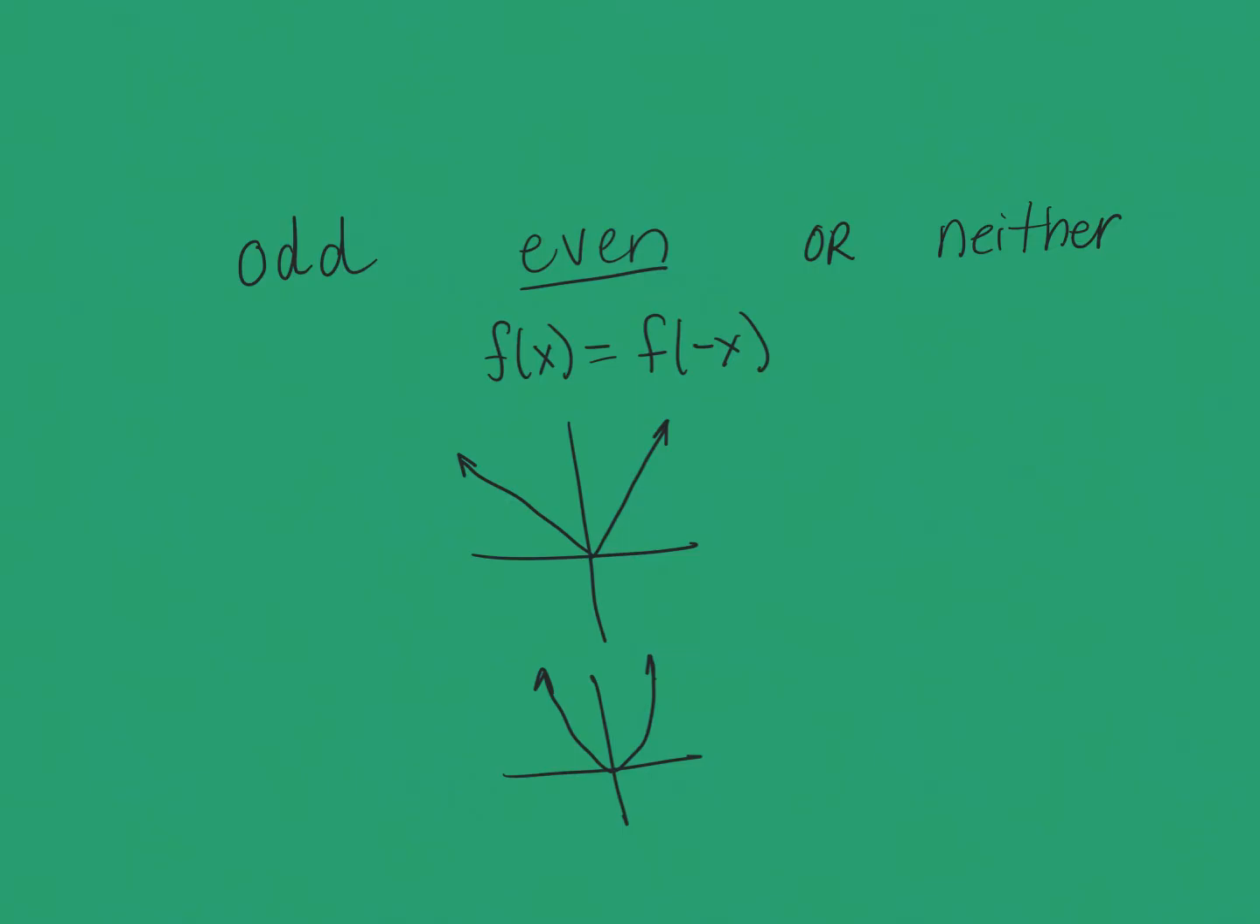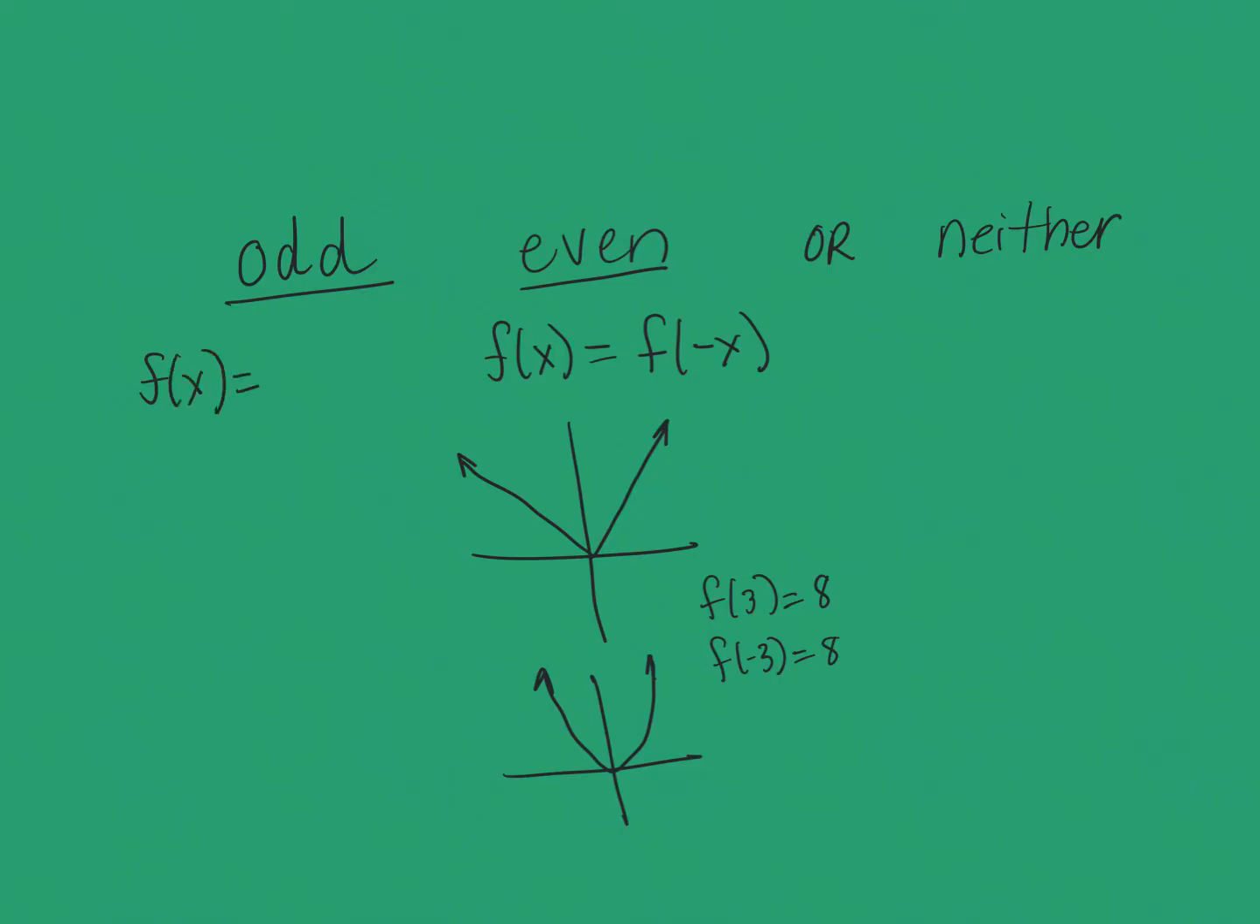So an even function is when I put a value in and I get something out. Like if I put f of 3 in, I get 8 out. Then when I put f of negative 3 in, I get 8 out. So when I put the opposites in, I get the same number out. That's an even function.